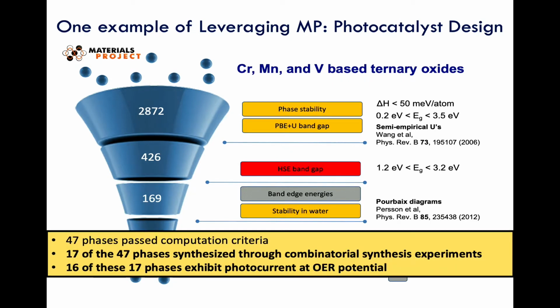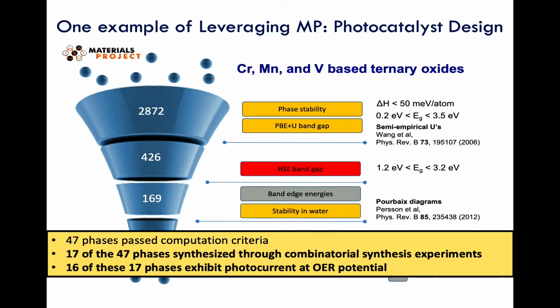At that point, you talk to your experimental counterpart. So we had high throughput combinatorial synthesis expertise at Caltech. John Gregoire is a great partner. He was able to make 17 out of these 47 phases, and 16 out of them were actually working photocatalysts. So pretty good hit rate. I'm not saying that all of them were great, but at least they worked to some degree, and some of them were actually quite good. So using this data in a way to design novel materials is clearly, at least in this design example, not a bad idea.